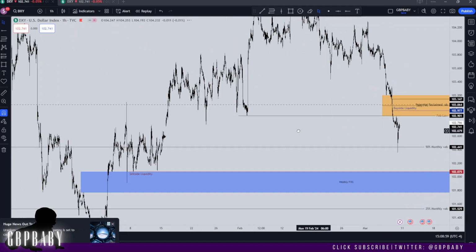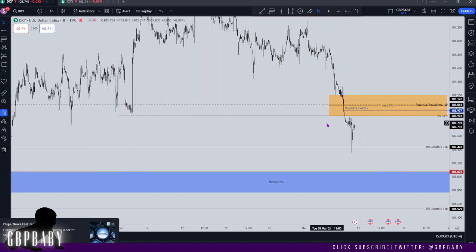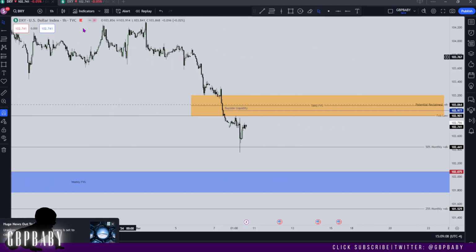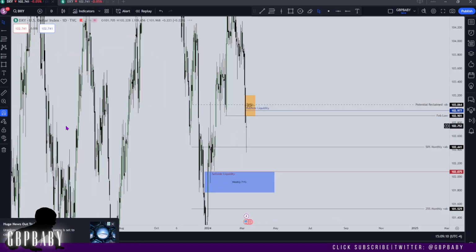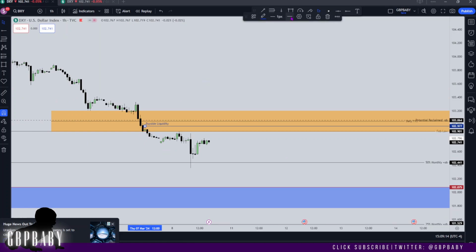And yeah, really, I've just got my eyes on this weekly fair value gap. But before that gets traded to, I am watching to see how we trade up into this level. So I'm going to get rid of some stuff here just to make it a little bit more clean. And I do want to go to the daily real quick. Let me just clean this up real quick.